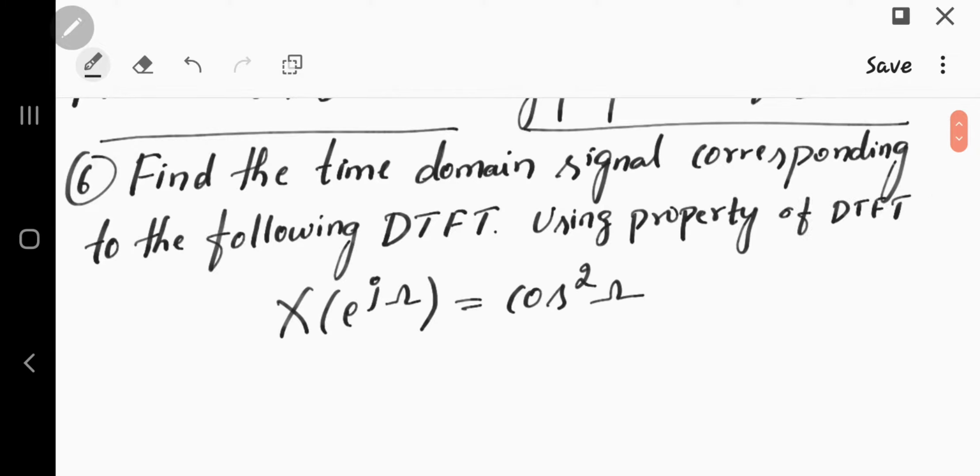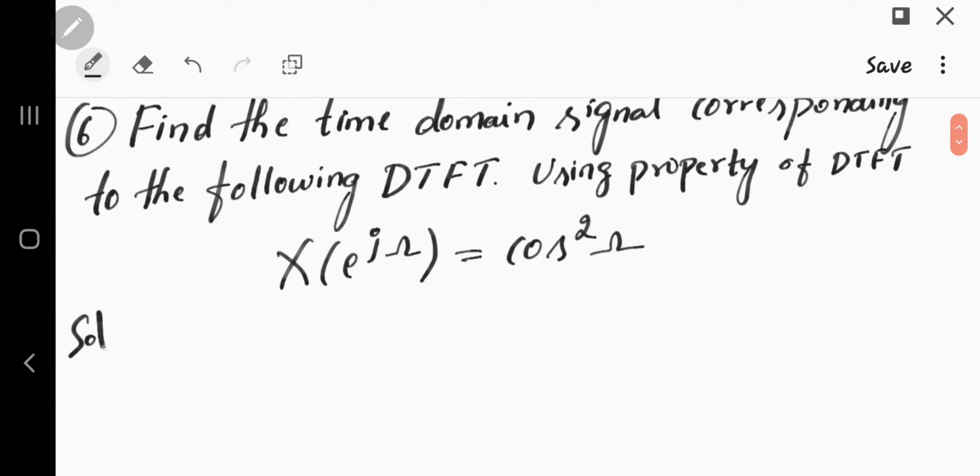Some problems require one property, some problems require more than one property, two or three properties, to apply to get the end result. So applying the property will reduce the number of steps as well, and we will get the end result soon. Okay, so let's start solving this problem.